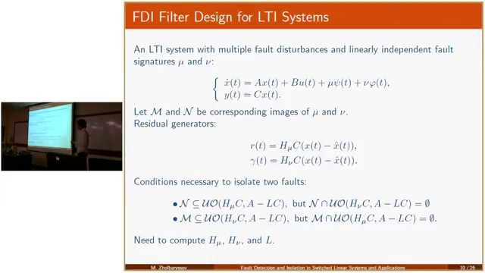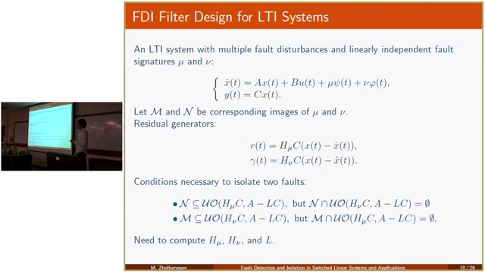Basically, the image of the fault signature mu should lie in the unobservable subspace of the first residual generator, but should not intersect the unobservable subspace of its corresponding residual generator, which is the second line here. So our problem is to compute the output injection matrix L and the output matrices H mu and H nu.